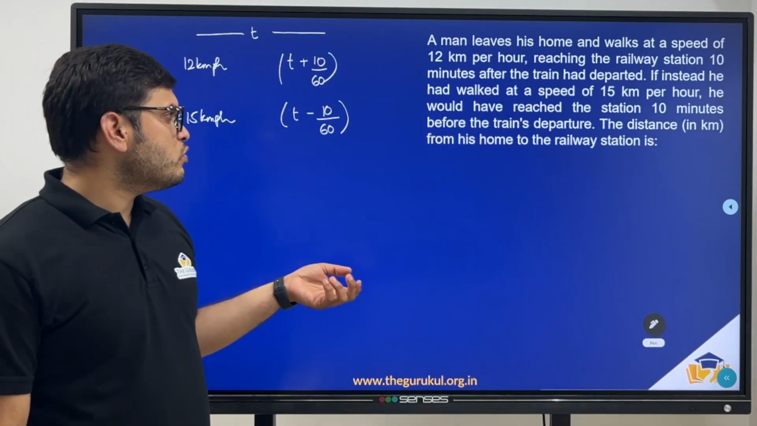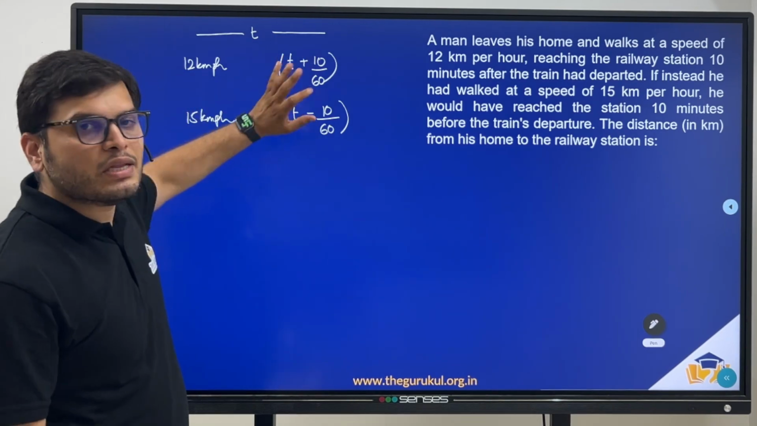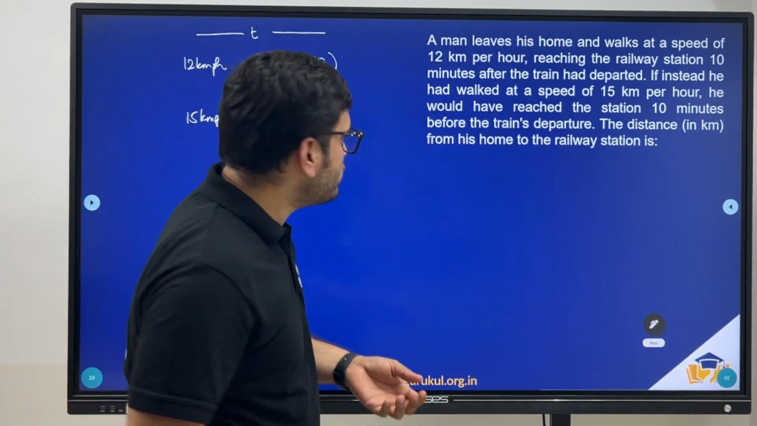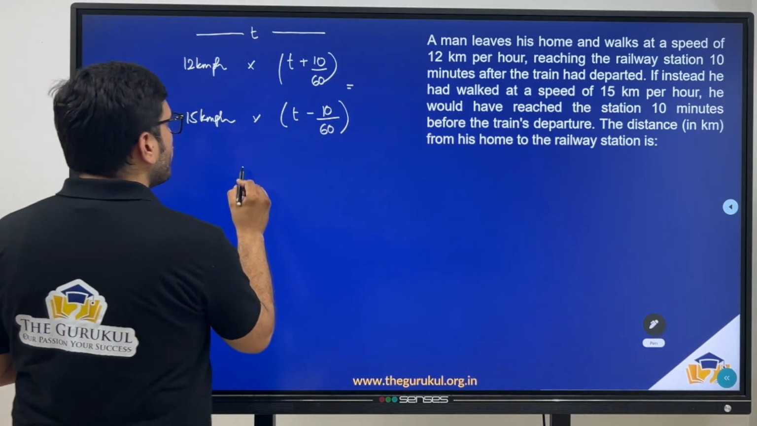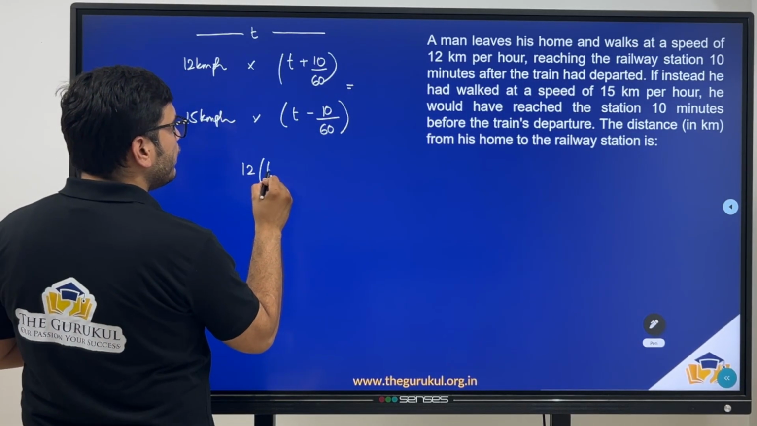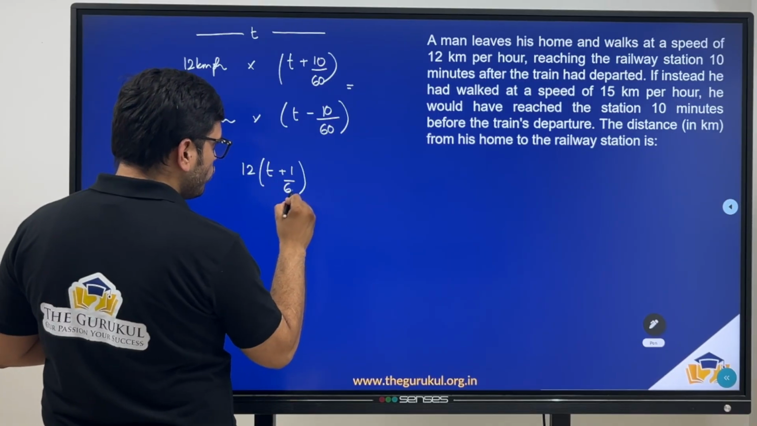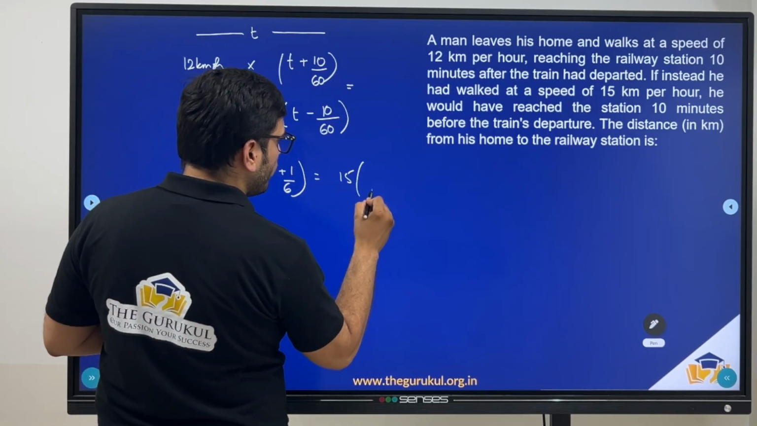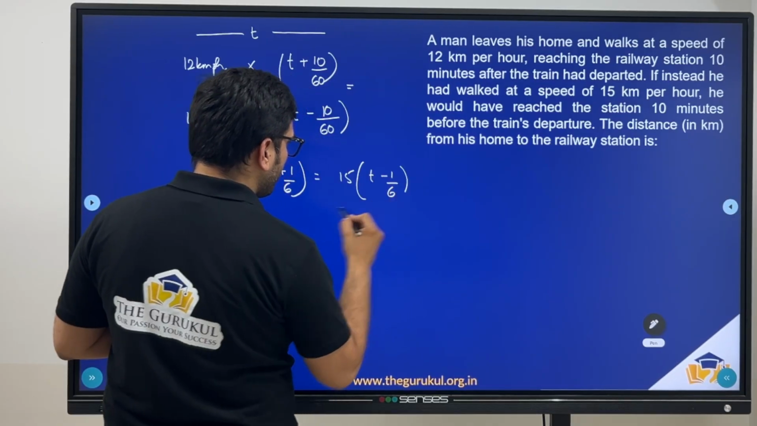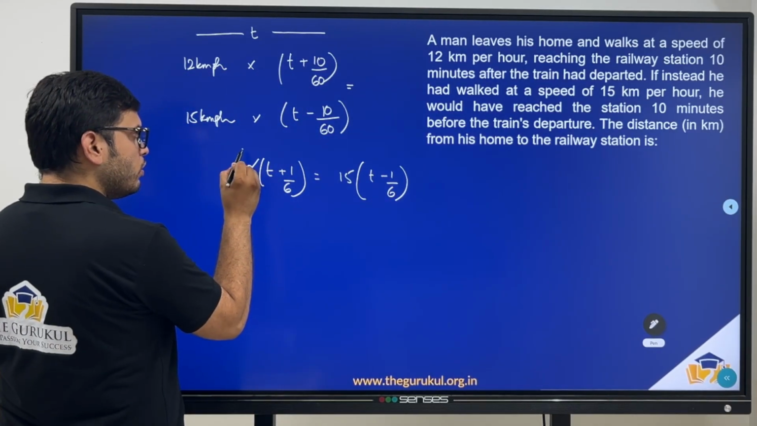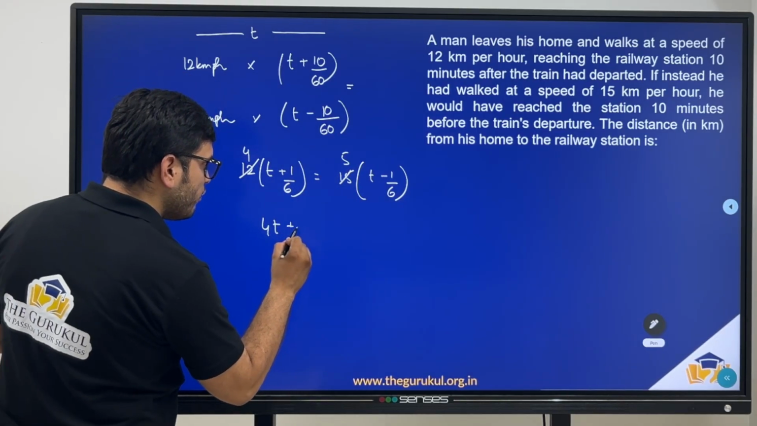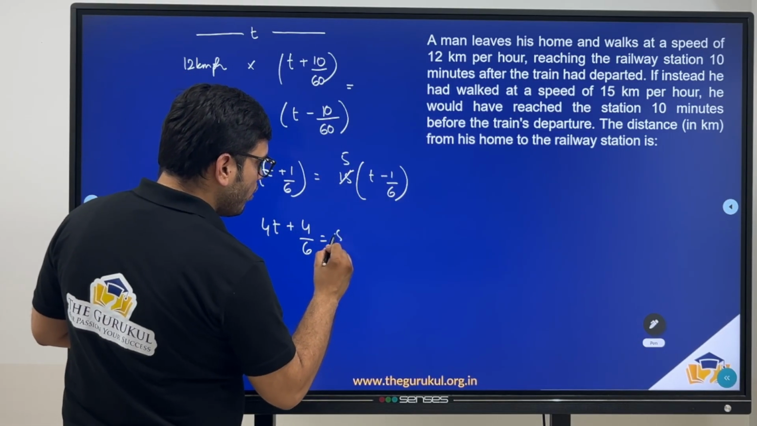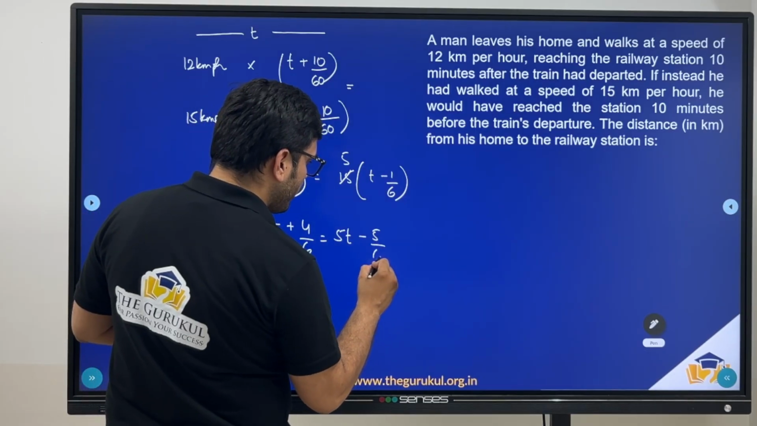Now the distance from his home to the railway station, in both these scenarios he was traveling the same distance, right? So distance is speed into time. So these two have to be equal. So 12 into t plus 1 by 6 should be equal to 15 into t minus 1 by 6, right? So this is 3 fours, 3 fives. 4t plus 4 by 6 is equal to 5t minus 5 by 6.